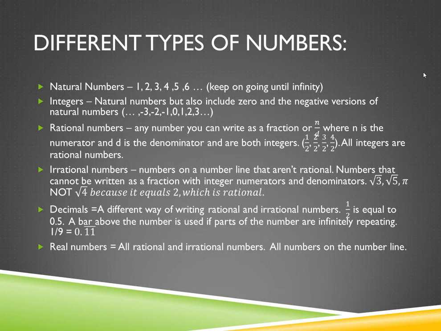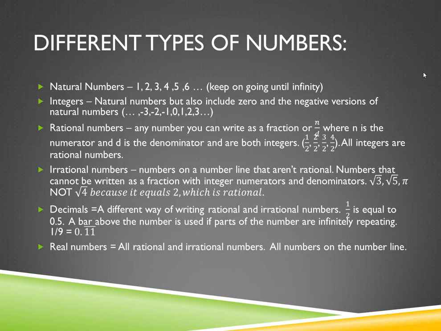Now, decimals are a different way of writing rational and irrational numbers. 1/2 is equal to 0.5, but it's just a different way of writing it. And a bar above the number is used if parts of the number are infinitely repeating. So, for example, 1/9 is equal to 0.1 with a bar over the 1 because it keeps on going. So it's like 0.11111111. It keeps on going on forever. That's what the bar means.